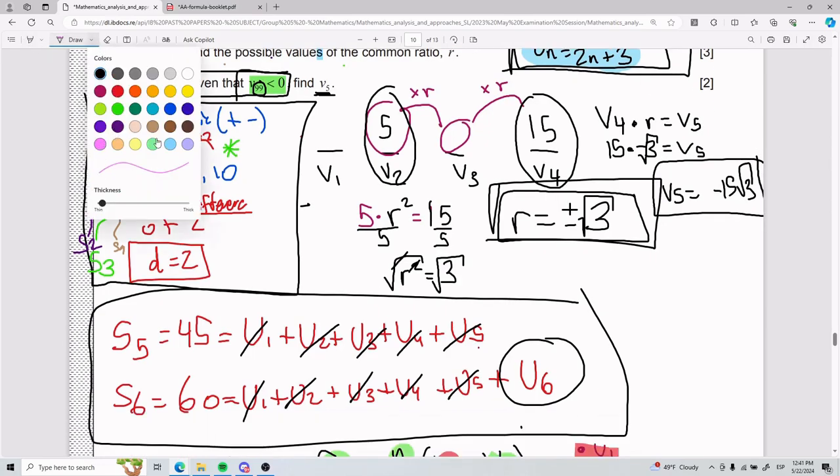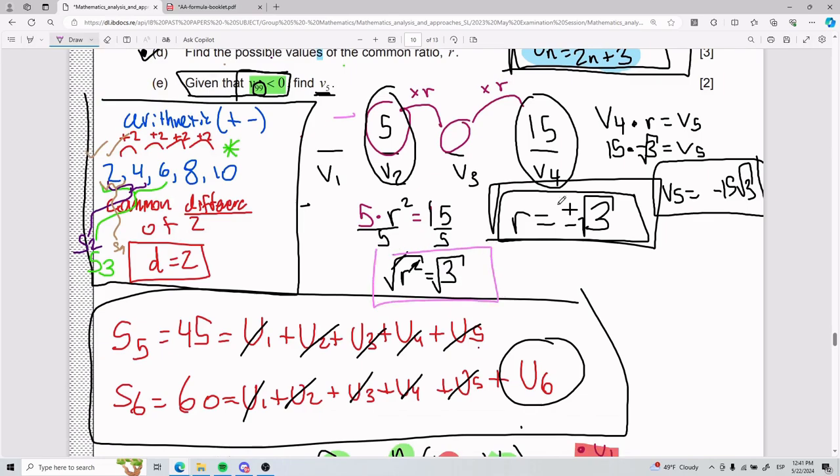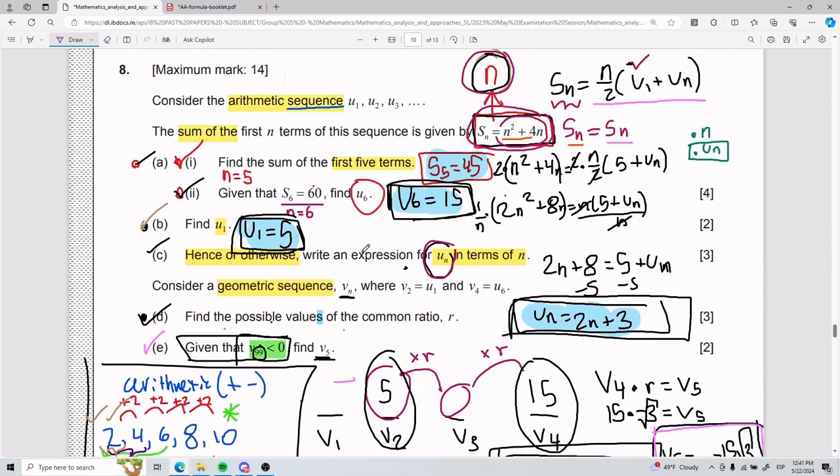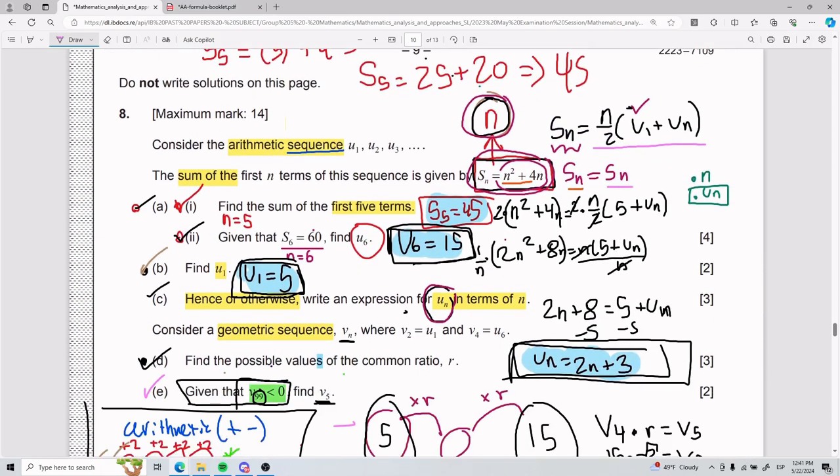On this step over here, everything was going just fine, but I needed to leave it as plus or minus square root of 3. So small detail there. I'm sorry, you guys. But now I recognized it. So there it is. For part E, V5 has to equal negative 15 square root of 3. That is how you solve number 8, and I hope it helped.